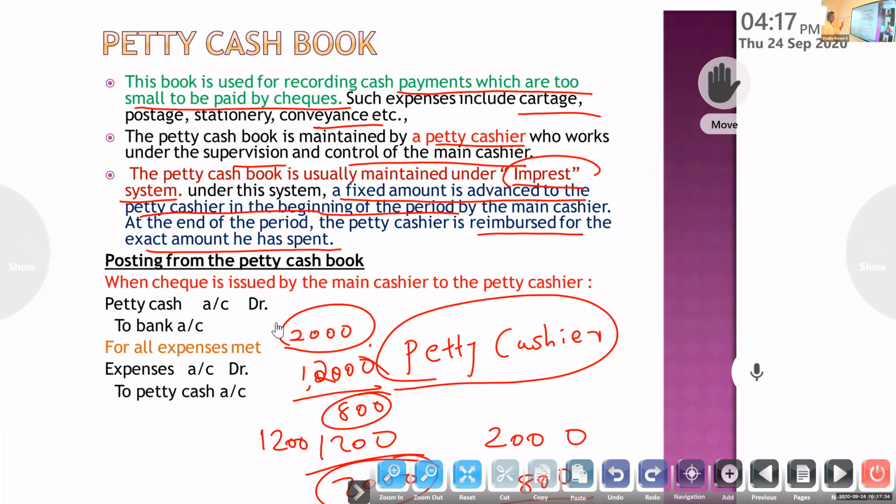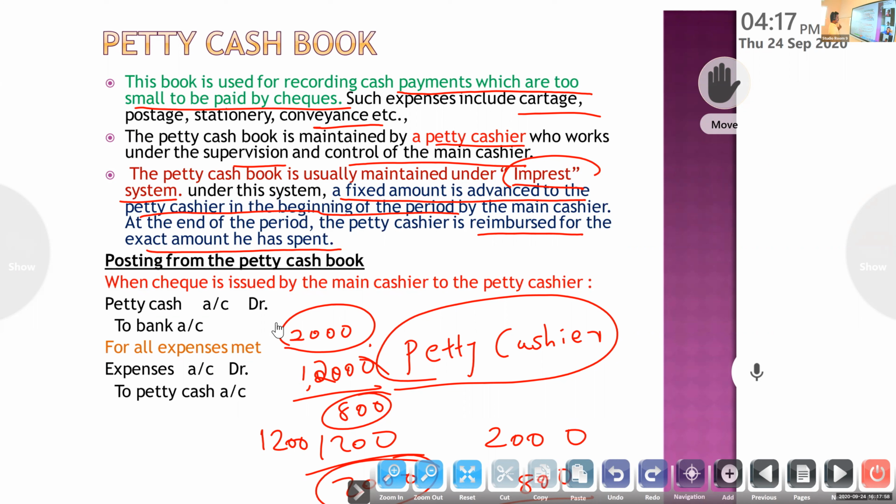Suppose we are meeting all the expenses, the entry will be expenses account to petty cash. First, petty cash account to bank account. When a check is issued by the main cashier to the petty cashier, the main cashier is giving cash. For what purpose? For meeting petty cash expenses. The entry will be petty cash account to bank.